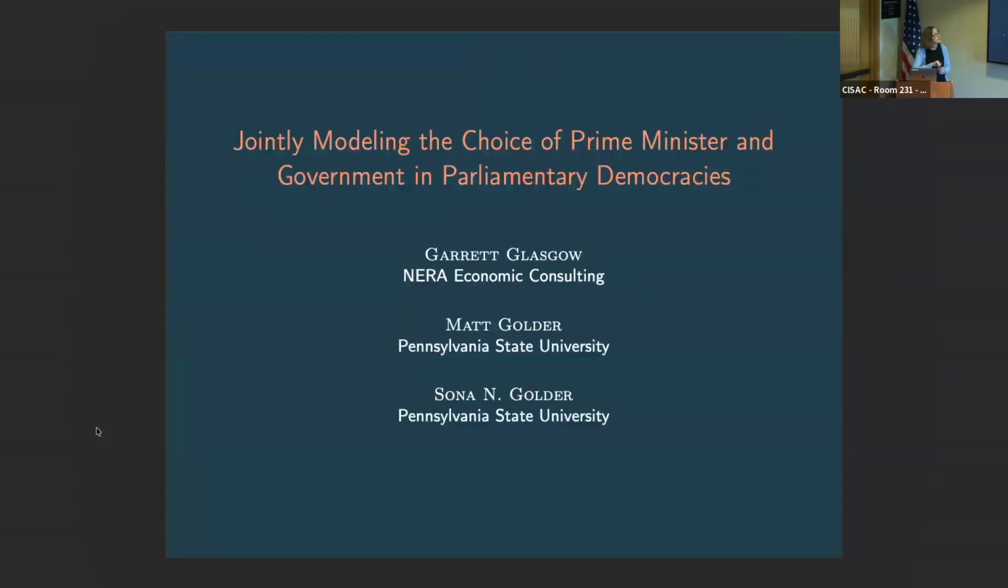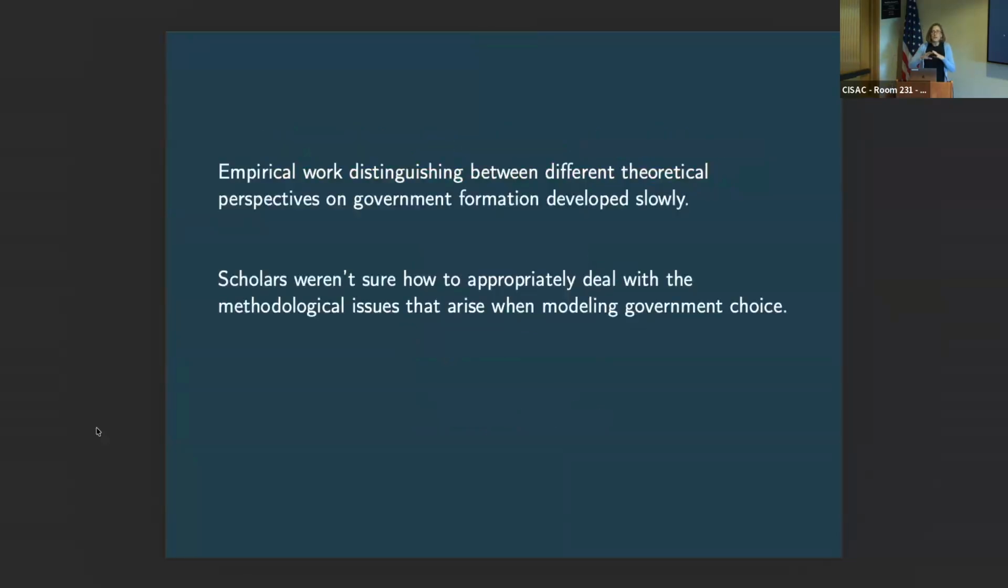Right, so this first paper is co-authored with Garrett Glasgow and Matt Golder. What we're doing is trying to jointly model the choice of the prime minister and the government in parliamentary democracies. Theoretical work on government formation is a really large literature in political science. It's strongly established. The empirical side of this literature has been a little bit slower to develop, and in part that's because we've had a harder time figuring out exactly what methodological approaches to use so that our empirics match our theories.